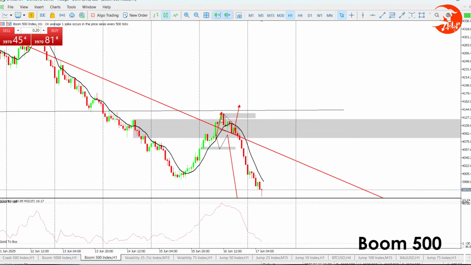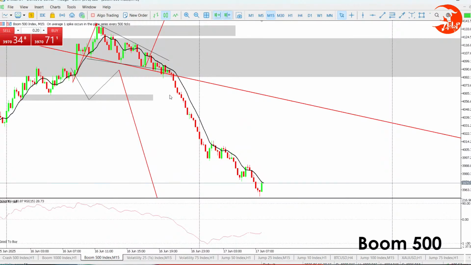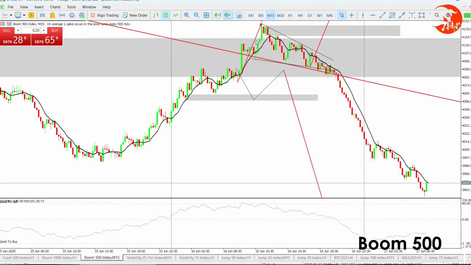Now, Boom 500, what happened to it? Yes, the sales. I told you we will be looking for sales, and when it happened, those who are on VIP signals, I shared that signal for the sell. It first went in as it was consolidating, but then late in the night, look at what happened. It became consistent and sold.